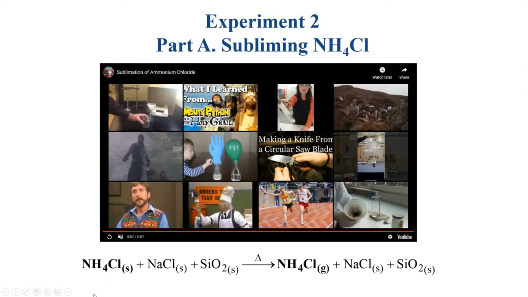So what's going to happen in those steps is the ammonium chloride plus the sodium chloride plus the silicon dioxide. This is our mixture that we're going to have in there. This ammonium chloride, as we heat it up, is going to go from solid to gas. That's what subliming is. And so effectively, we're going to remove that and be left with the sodium chloride and the silicon dioxide in the evaporating dish. This little delta symbol here indicates that we're heating. That's what that means in the reaction. So in essence, if we were to boil this reaction down, we're going from NH4Cl solid to NH4Cl gas.